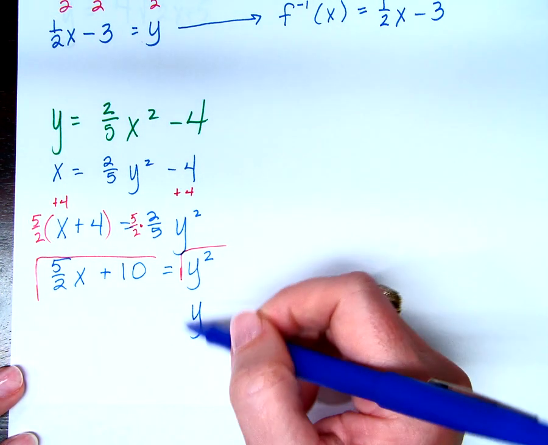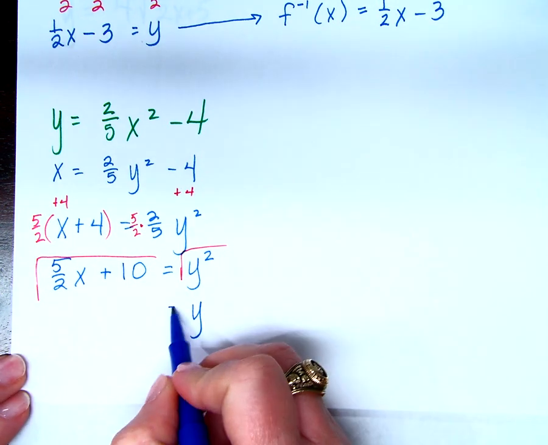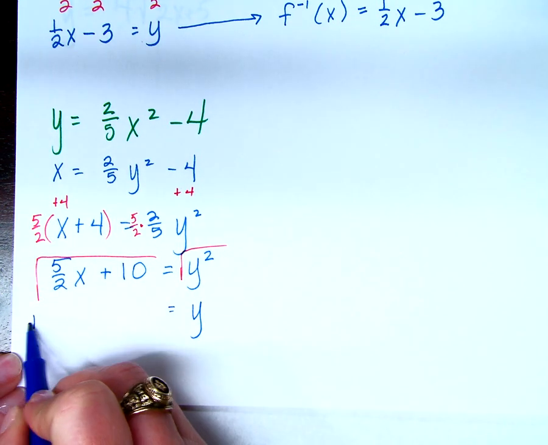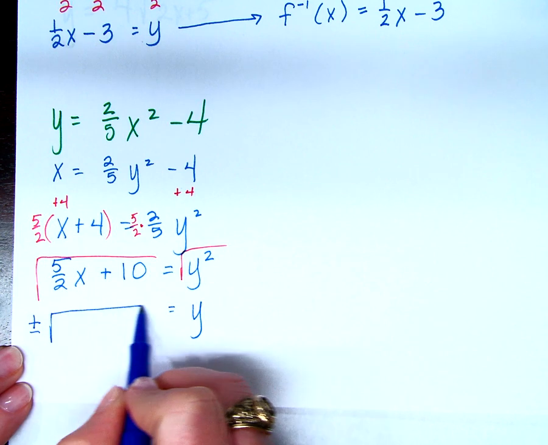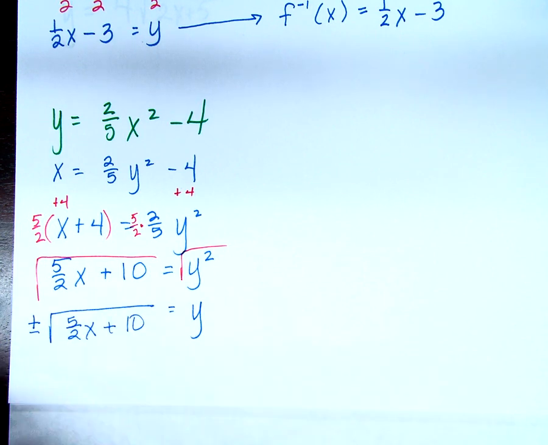But not on the y side, on the other side. Okay? So plus or minus the square root of 5/2 x plus 10.